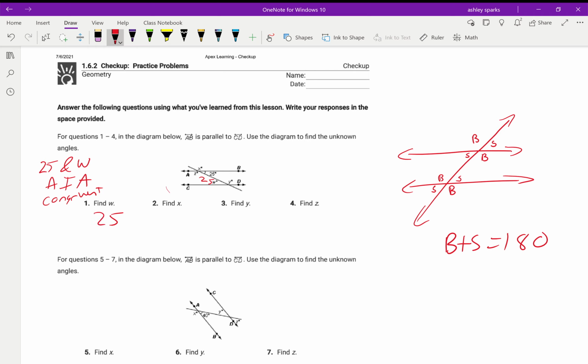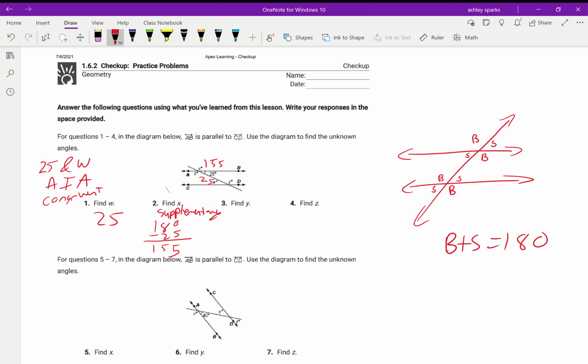Next, I want to do X. Well, X is right next to my 25, which means X and 25 are supplementary. If we remember from our vocabulary, supplementary are angles that equal 180. So I would want to do 180 minus 25, which should give me, what, 155? Yes, I believe that's right. So we have 155 degrees. You can also see here that X is a much bigger angle, so just visually it makes sense that that one is 155.